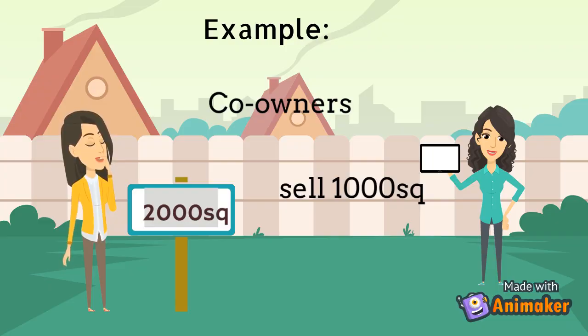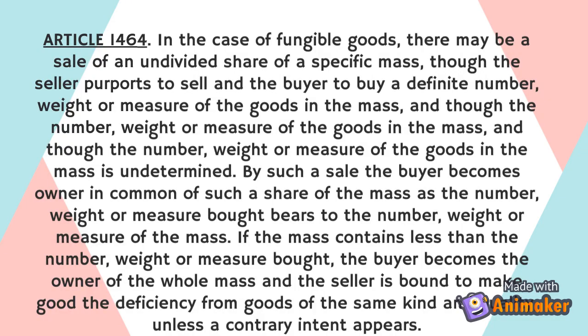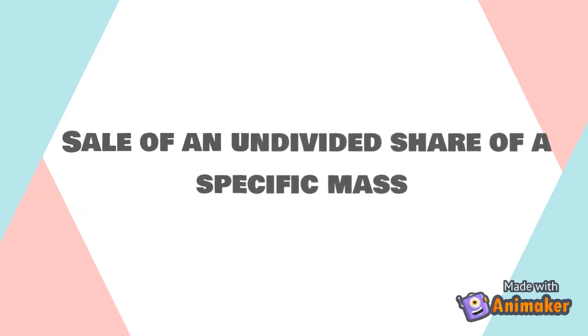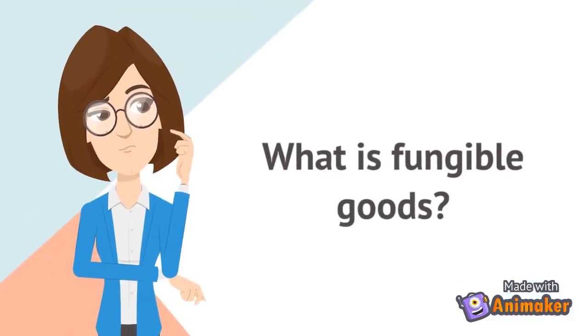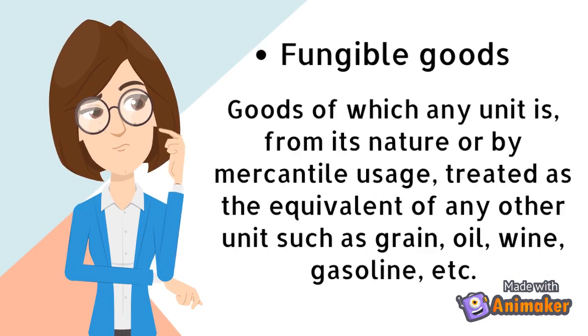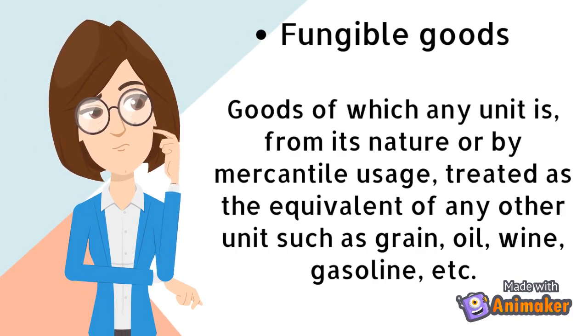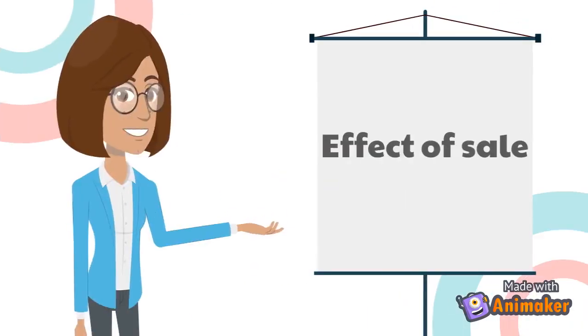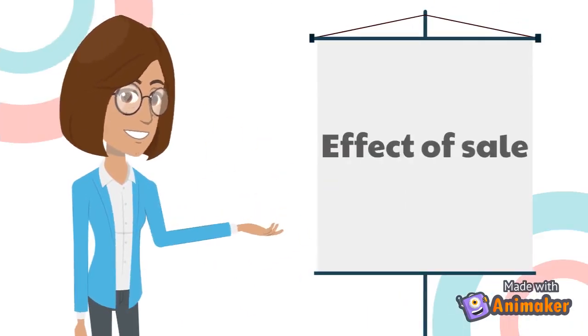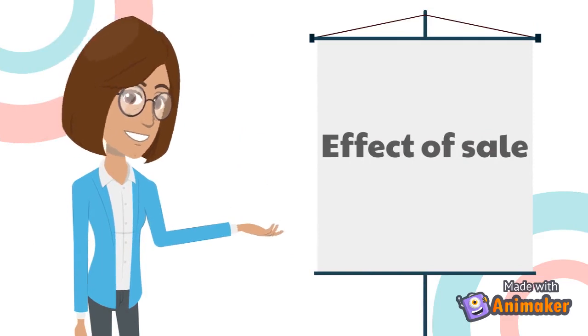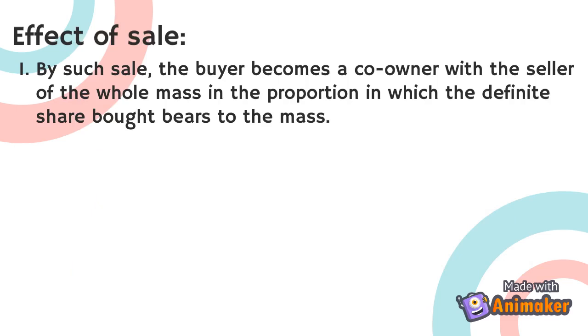Article 1464. Sale of an undivided share of a specific mass. What are fungible goods? It means goods of which any unit is, from its nature or by mercantile usage, treated as the equivalent of any other unit, such as grain, oil, wine, gasoline, and more. Effect of sale. The owner of a mass of goods may sell only an undivided share thereof, provided the mass is specific or capable of being made into a unit. By such sale, the buyer becomes a co-owner with the seller of the whole mass in the proportion which the definite share bears to the mass.